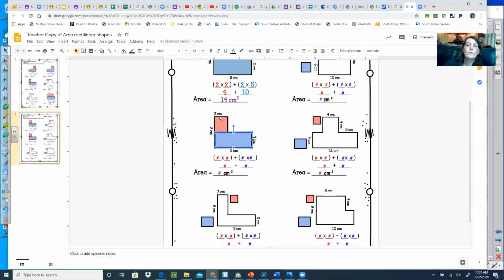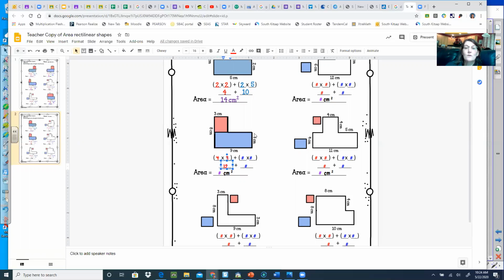Okay, so I notice that it's 3, but my short side's not labeled. So I need to think 4 plus what is 8. Hopefully you just figured out that that's 4. So this is a 4 by 3. Now 4 times 3 is 12.